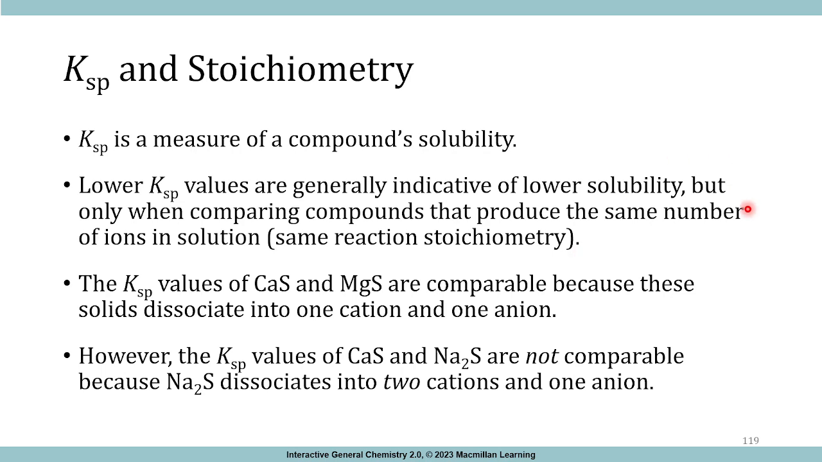I'm done. Okay. Now, the KSP, this gives me a measure of a compound's solubility again. All those rules and everything that I taught you about solubility in the previous chapters, those still hold true. This is just a better way to look at solubility. It is a more complete understanding of solubility. Okay? So the lower KSP values are going to be generally indicative of a lower solubility, but only when you look at two compounds that have essentially the same stoichiometry.